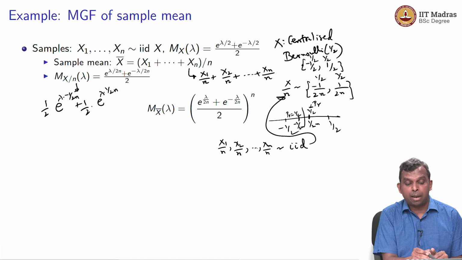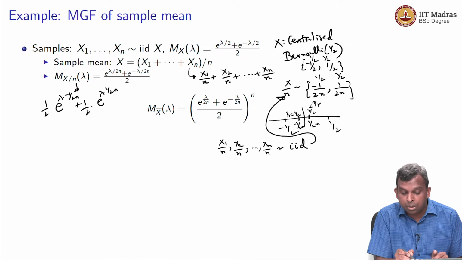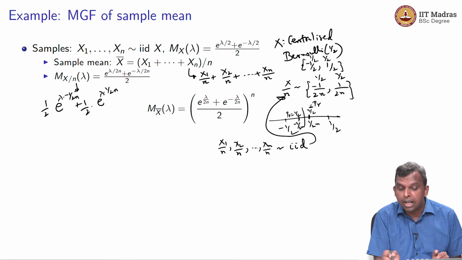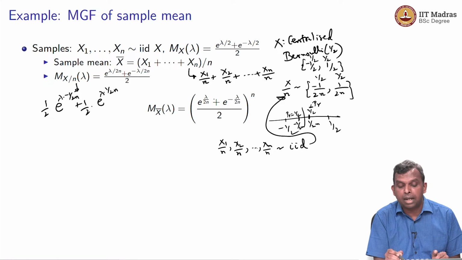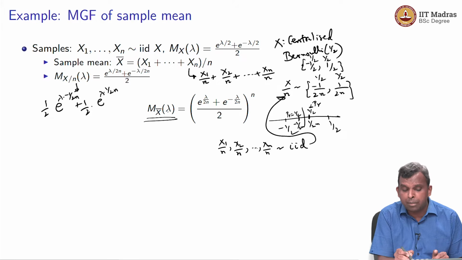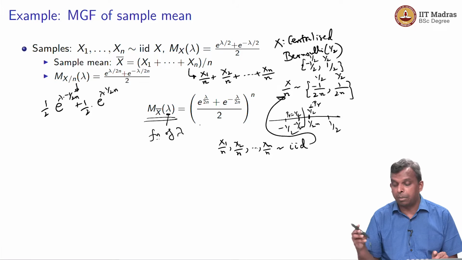Once you find M of X by n, what is the moment generating function for x bar? It is just the IID sum of X by n distribution. So it is just this moment generating function raised to the power n: e power lambda by 2n plus e power minus lambda by 2n, divided by 2, raised to the power n. Remember, this is just a function of lambda. There is just one variable here. n is just like a parameter. Keep that in mind.